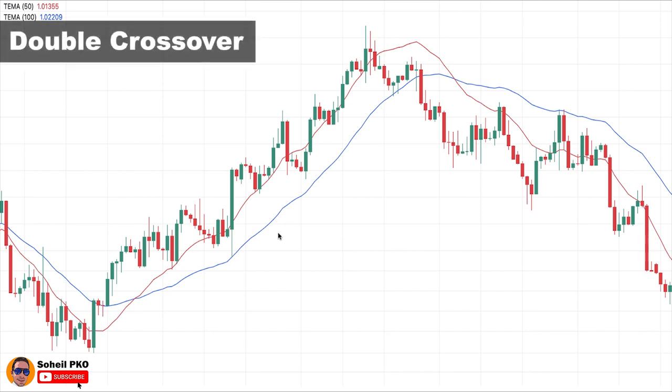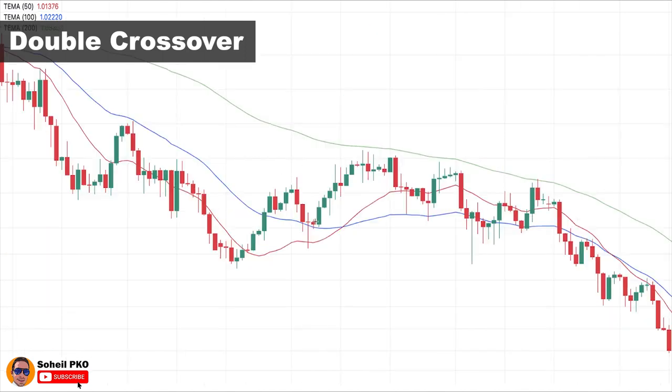We can also have two TEMAs on the chart and take buying or selling signals based on the crossover of the two TEMAs, which is called a double crossover. One TEMA is shorter and the other TEMA is longer. When the shorter TEMA crosses above the longer TEMA, it's a bullish crossover and the market is considered to advance after that, so it's a buying signal. And when the shorter TEMA crosses below the longer TEMA, it's a bearish crossover and the market is considered to decline after that, so it's a selling signal.